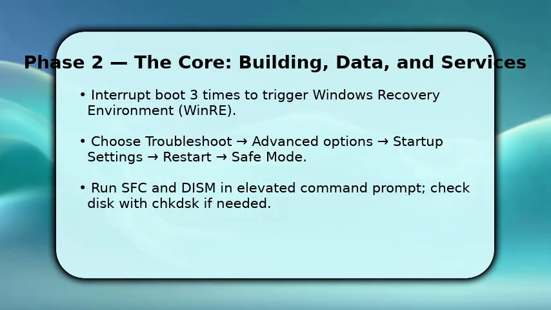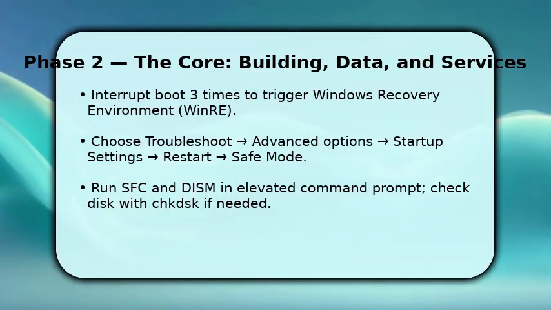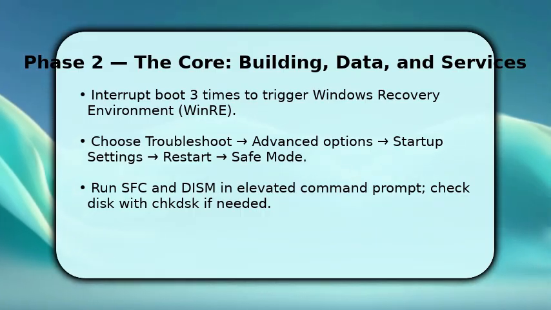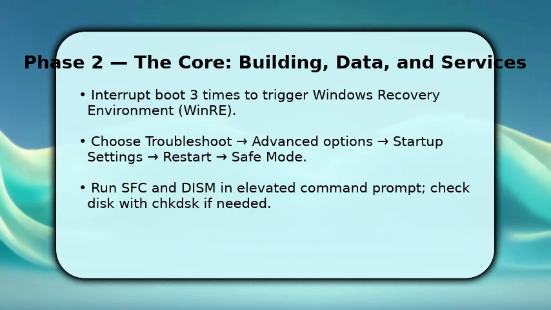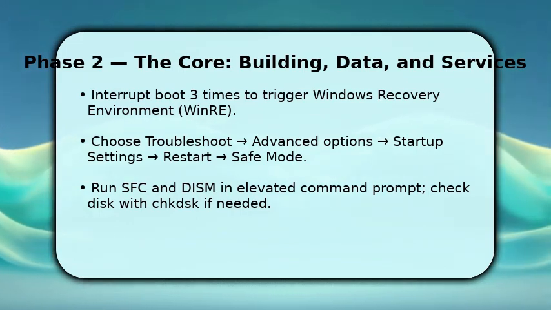Once in Safe Mode, open an elevated command prompt and run sfc and dism to repair system files, and run chkdsk on the system drive if there are disk errors. These tools fix corruption that commonly blocks the lock screen.